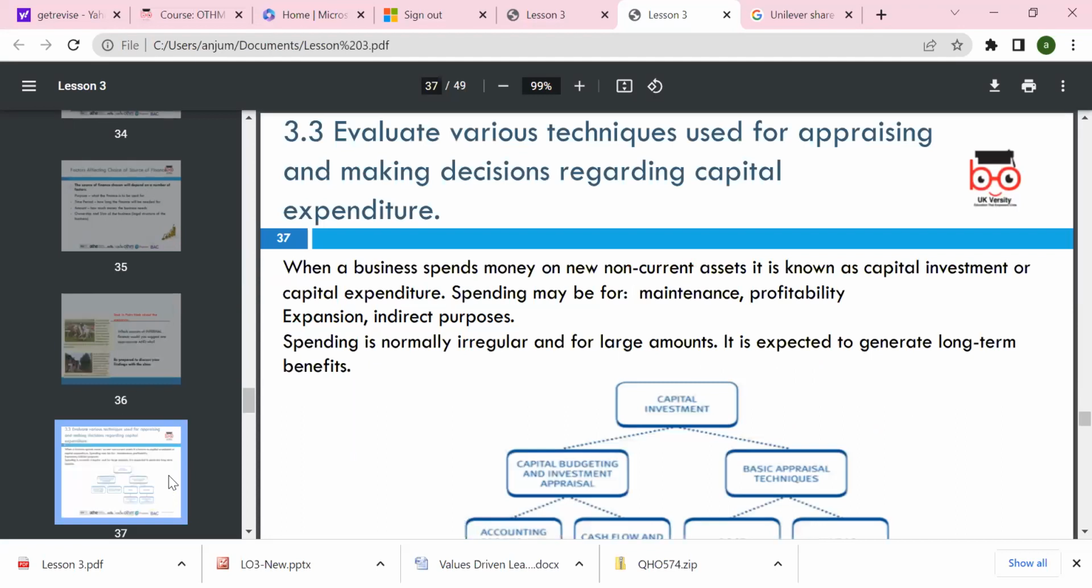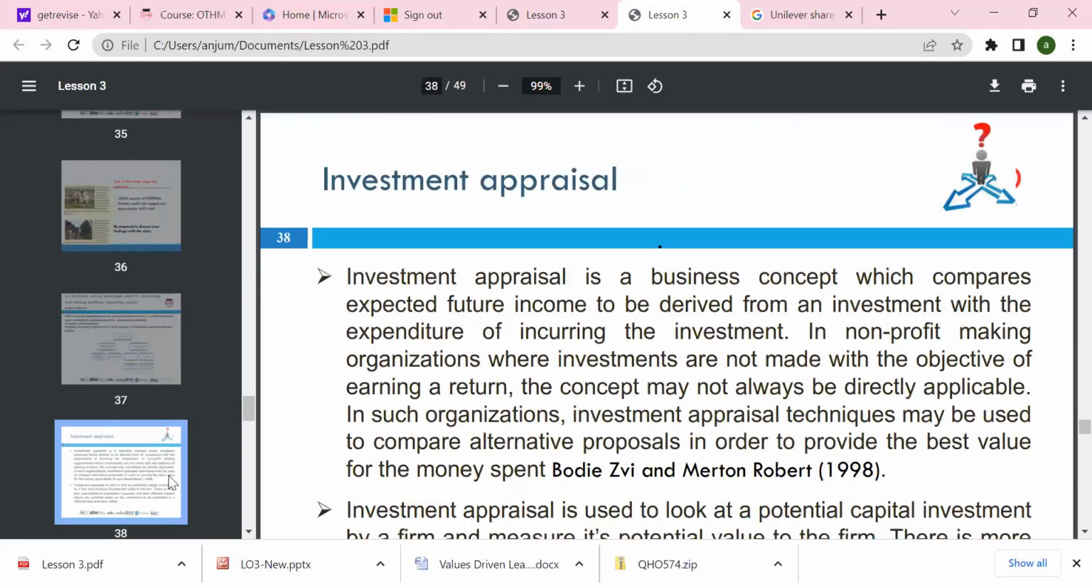Then in 3.3, we look at different investment appraisal methods. When a business spends money on a new asset, it's called capital investment or capital expenditure, and normally an irregular, large amount is required, so we have to appraise it. We can look at different appraisal methods. What is appraisal? Appraisal means checking the performance, and it helps us evaluate. Appraisal is always done in terms of time, cost and quality.